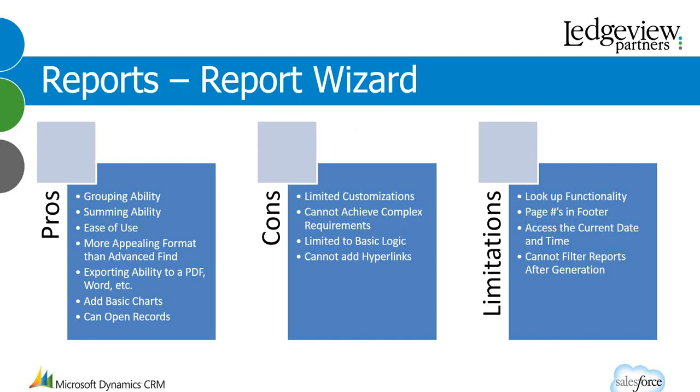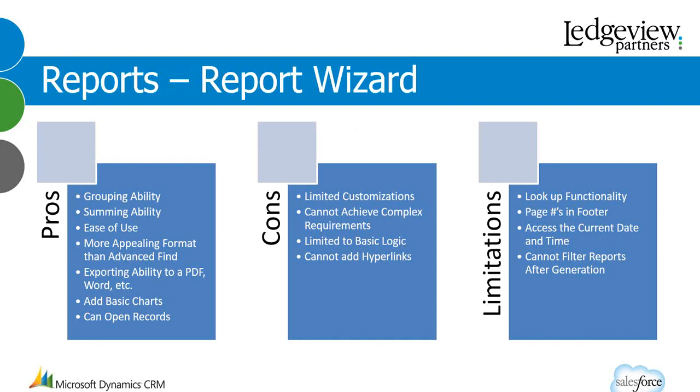And along with that, you can sum. If you're looking at opportunities, grouping by a sales rep, you can do a summation of your actual revenue. It's going to show you a total for that group, and then a grand total at the bottom for all sales reps. I have a complex scenario, but I'll show you how easy it is to create and to get the information you want. It's a more appealing format than Advanced Find.